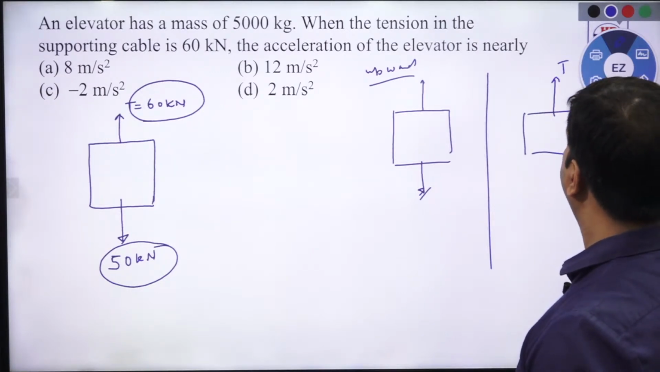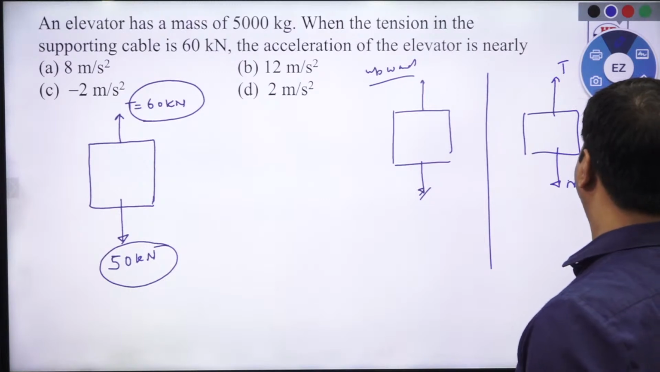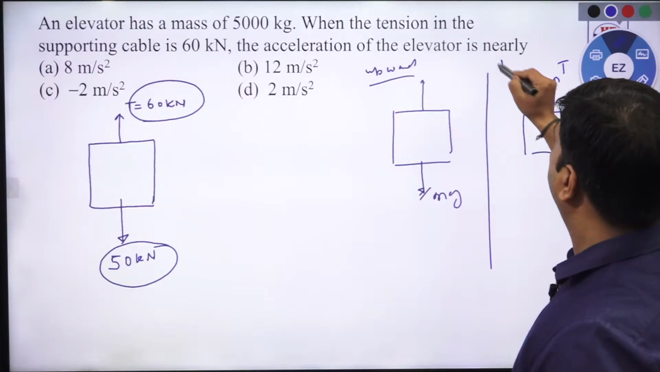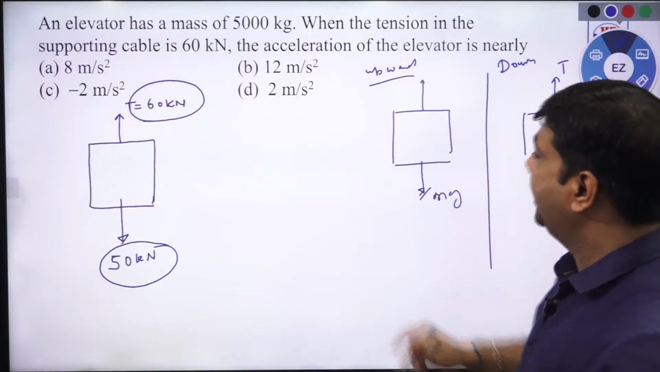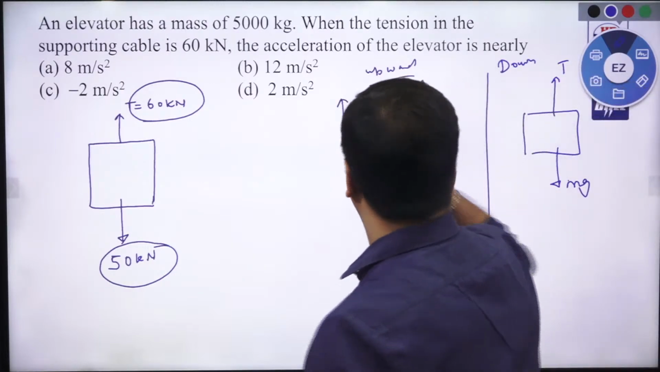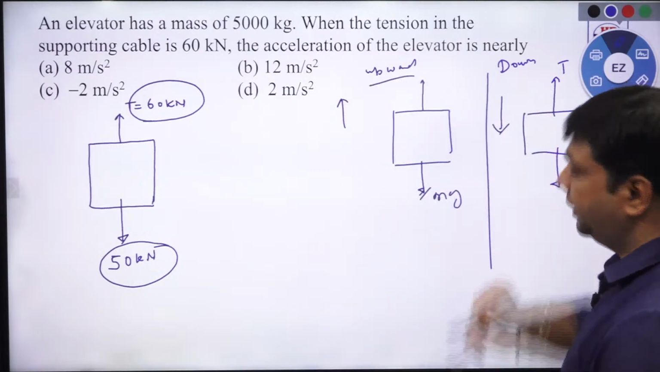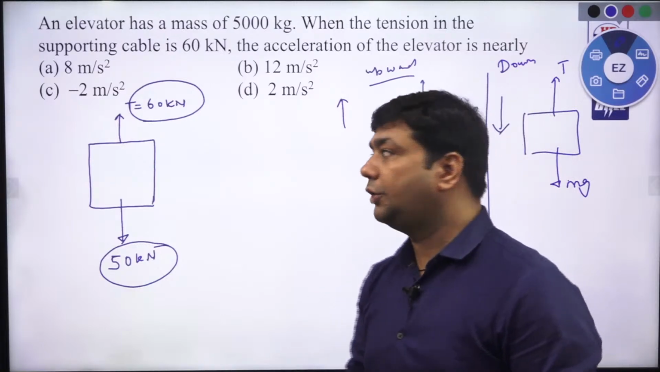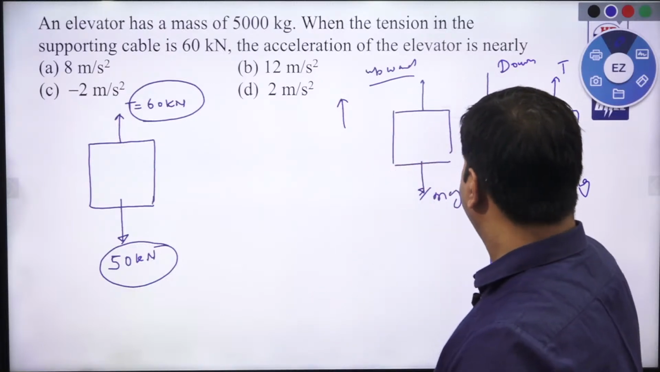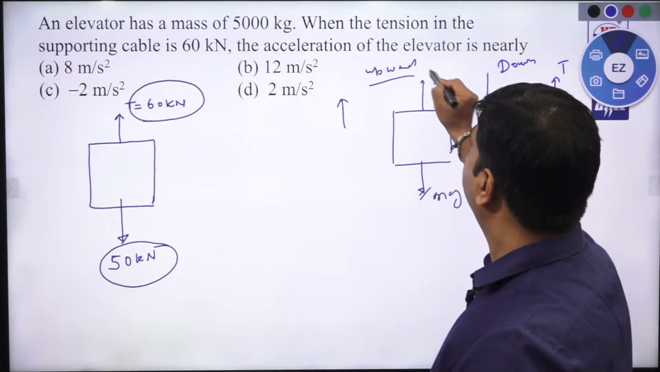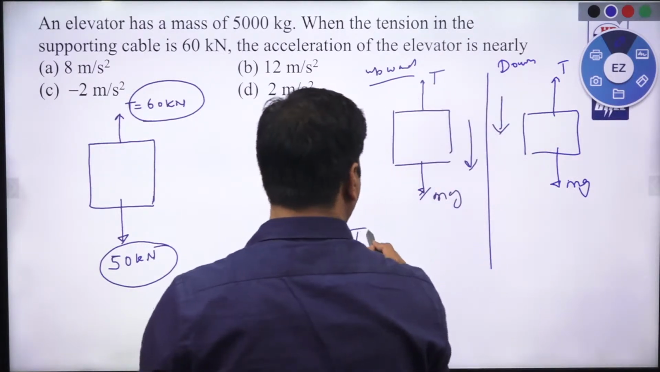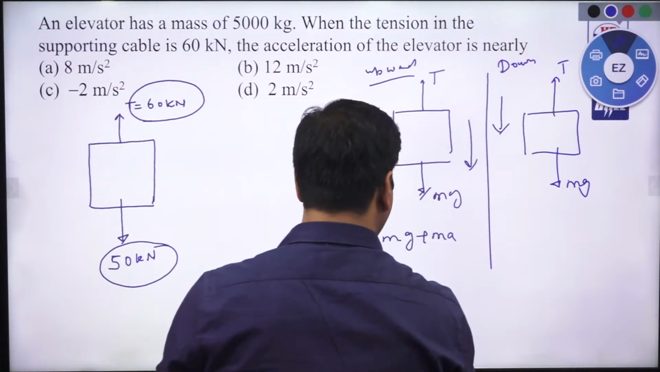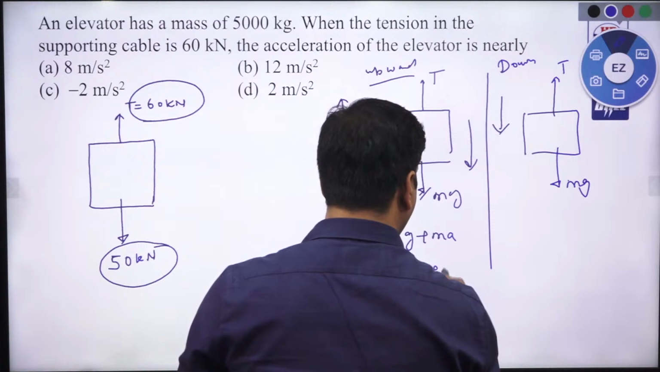So this is tension, and this is mg. In this case the lift is moving upward. Whenever I introduce the inertia force, it is going to be opposite to the acceleration, that is minus ma. So in this case tension equals m of g plus ma, so T equals m times (g plus a).